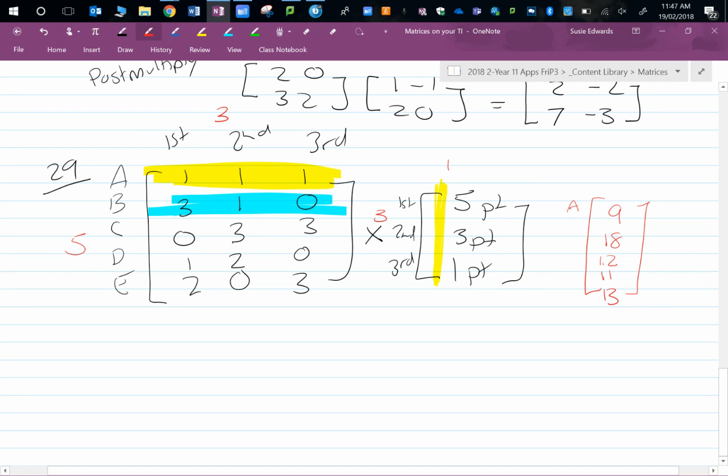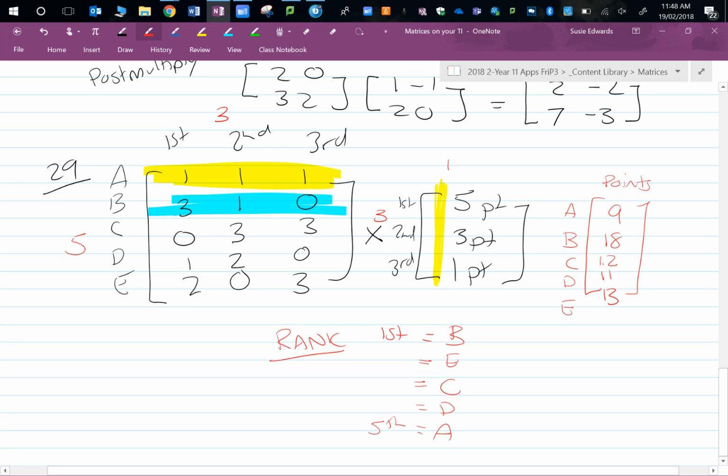This is school A. This is points in total. A, B, C, D, E. What's the question actually asking? So first was B, second E, third C, D, A.